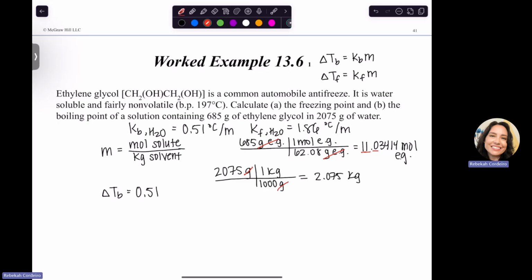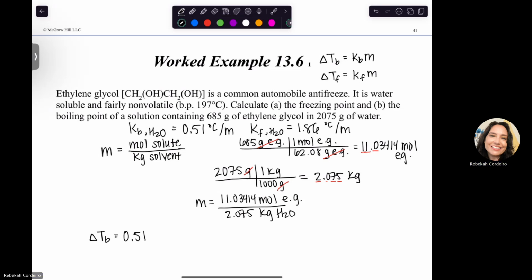All right, and then again, we'll make sure we keep our 4 significant figures here. So we have our molality. It's going to be 11.03414, which I just kept in my calculator, divided by 2.075 kilograms of water. I get a molality of 5.317662 m for molality. Remember, this was 3 and this was 4, so this one will be 3 sig figs.